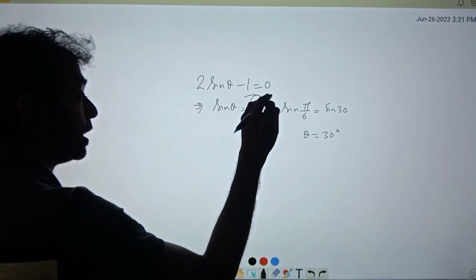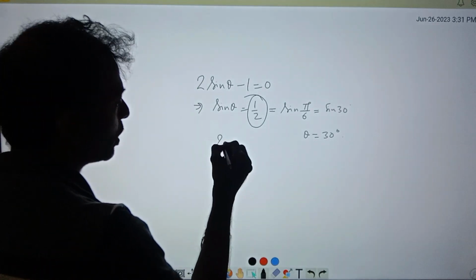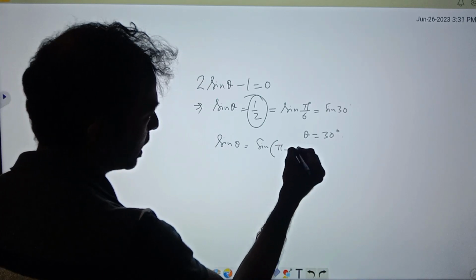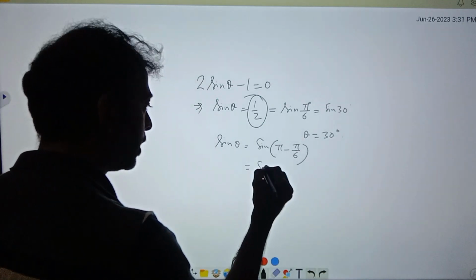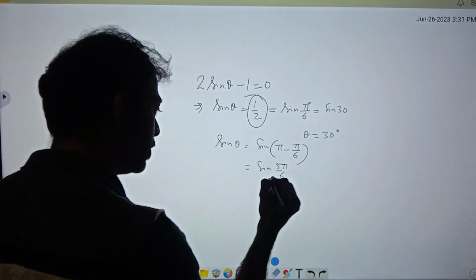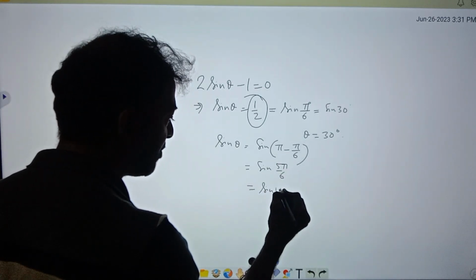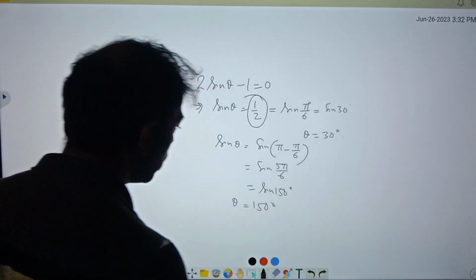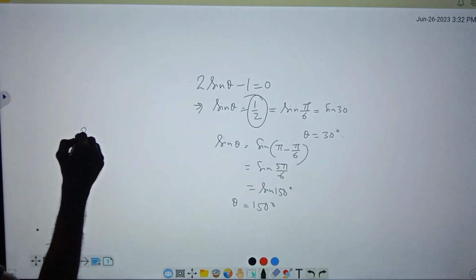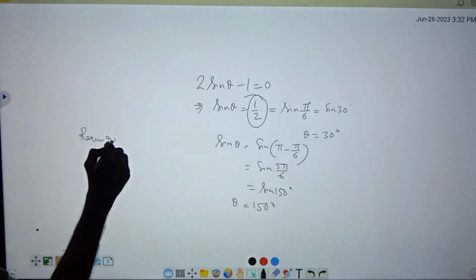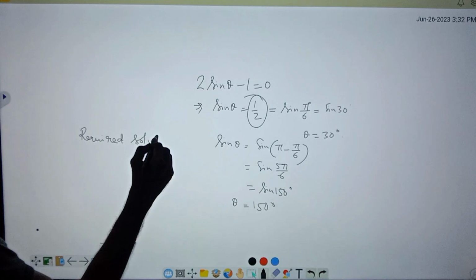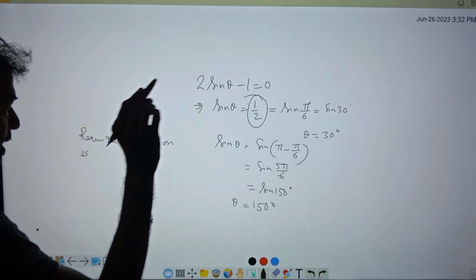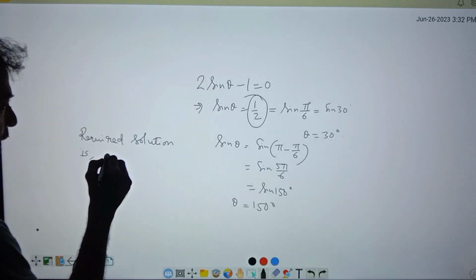And if the angle is lying in the second quadrant, what will be the value here? The value will be sin theta equal to sin of pi minus pi by 6. That is sin 5 pi by 6, which is sin 150 degree, and theta will be 150 degree. So the total required solution in 0 to 360, the result is something like this.